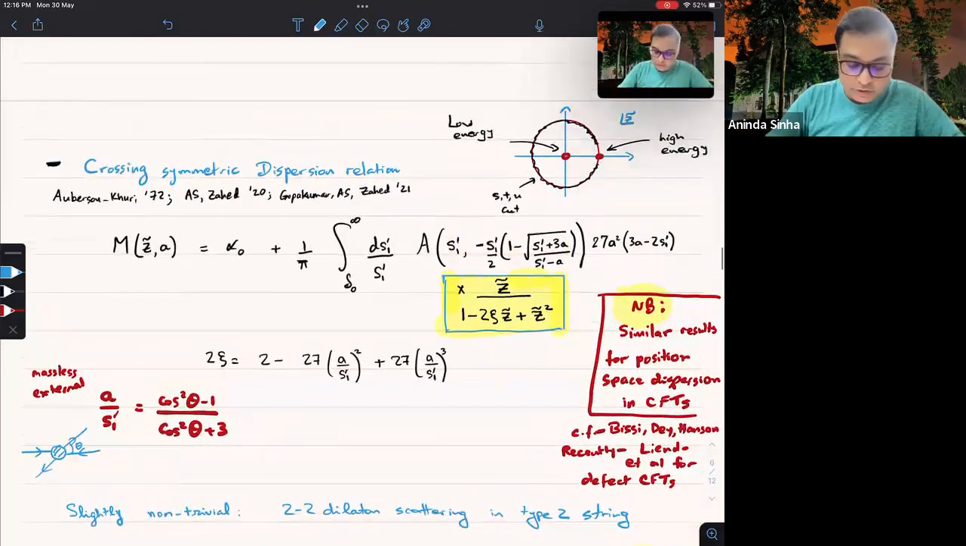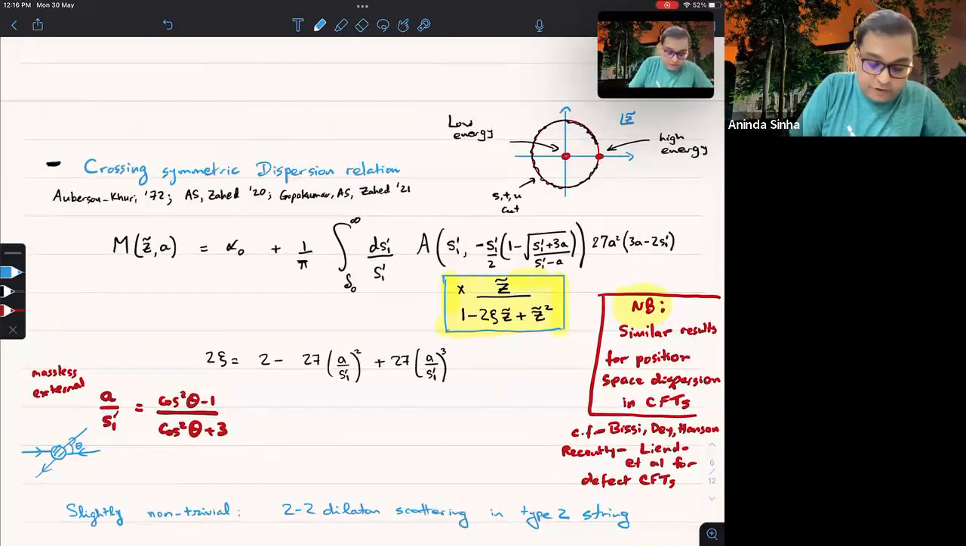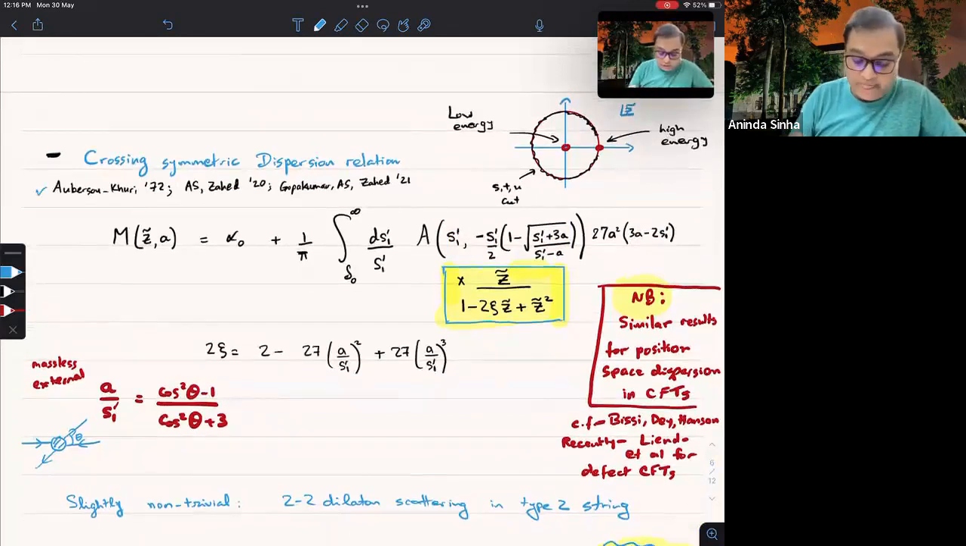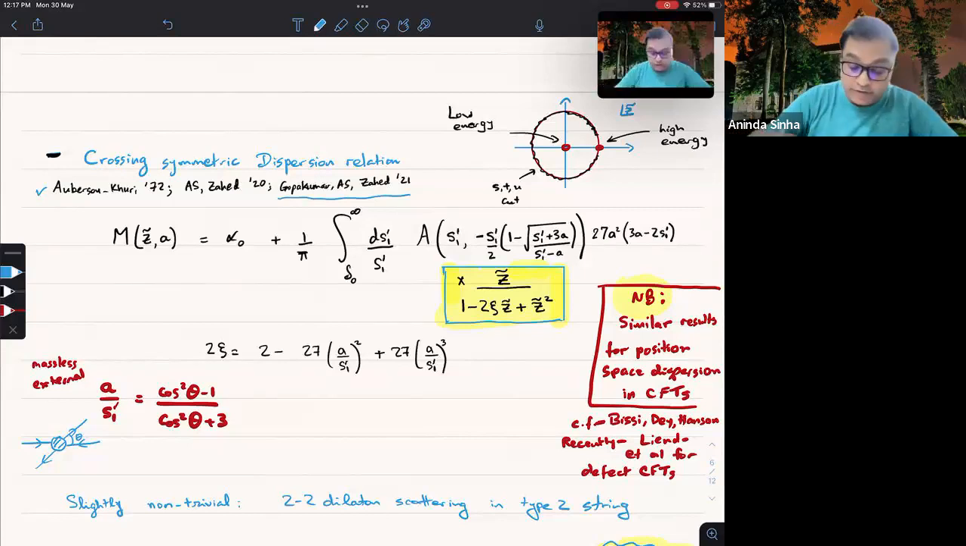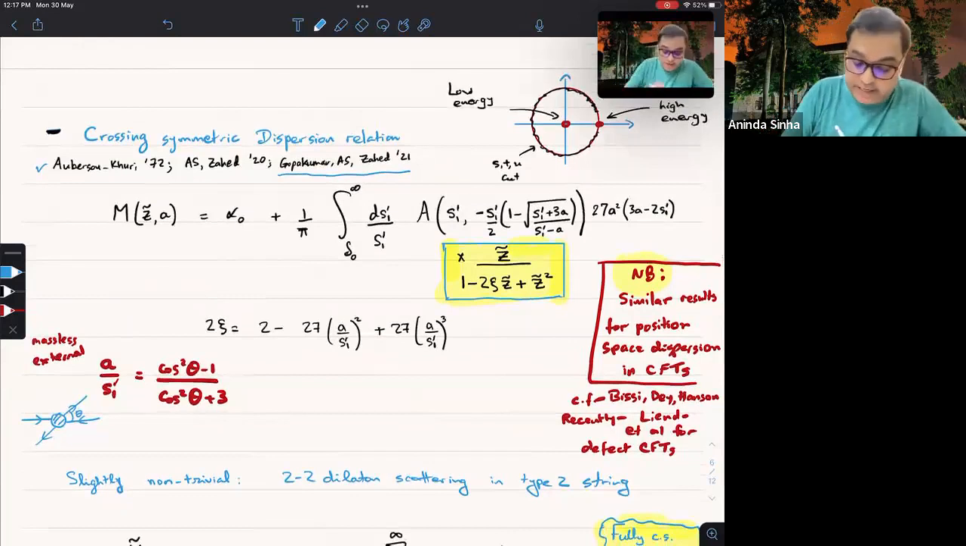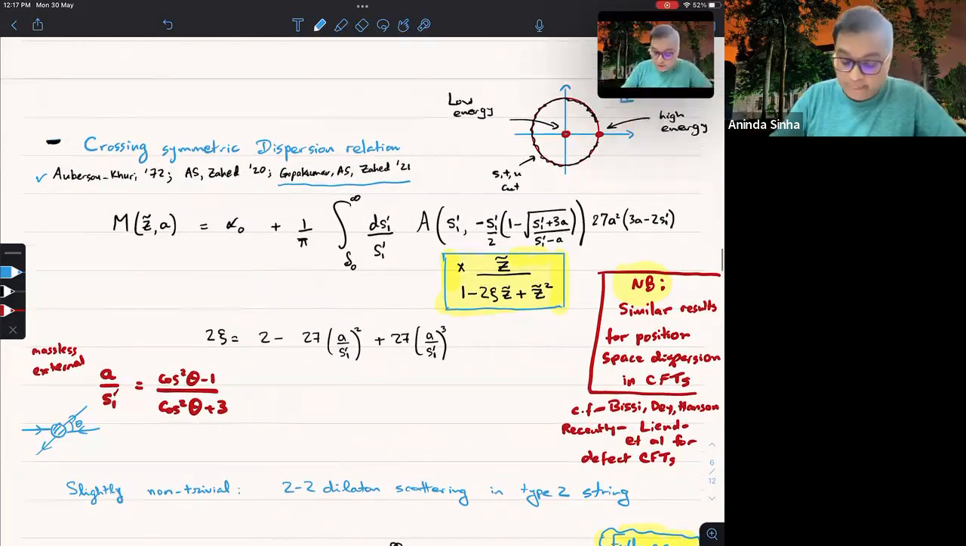The crossing symmetric dispersion relation was first introduced by Roskies and Khuri in 1972. Then we resurrected it in a paper with Ahmadullah in 2020, primarily because we wanted to understand the Polyakov bootstrap. The derivation was given in this paper. The statement is that you have a fully crossing symmetric amplitude, and as I said, I'm going to focus on the case where there are no massless exchanges for now. It has a representation which is fully crossing symmetric in the following sense.